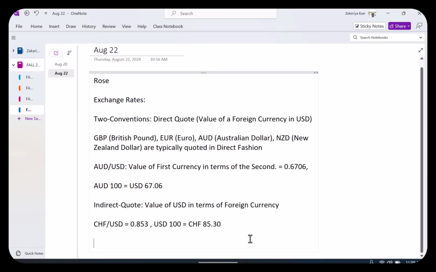So which one is more valuable? 1 US dollar or 1 Swiss franc? In the indirect quotes, if the indirect quote is less than 1, it's the foreign currency that's more valuable. In the direct quote, if it is less than 1, it is the US dollar that's more valuable.